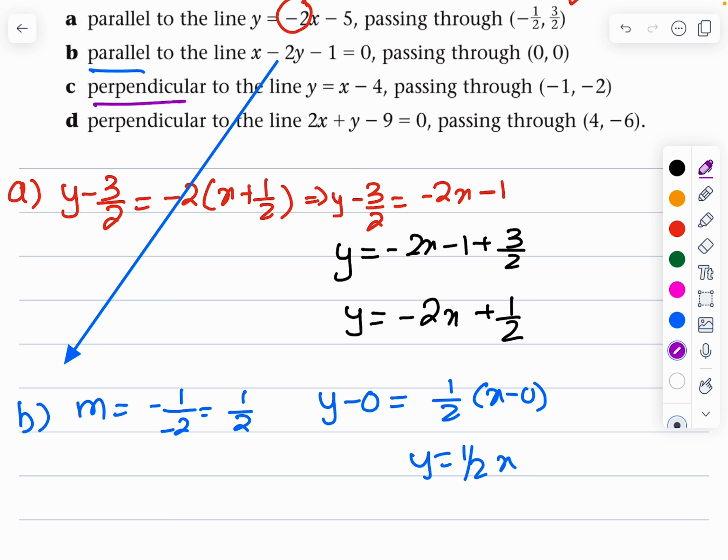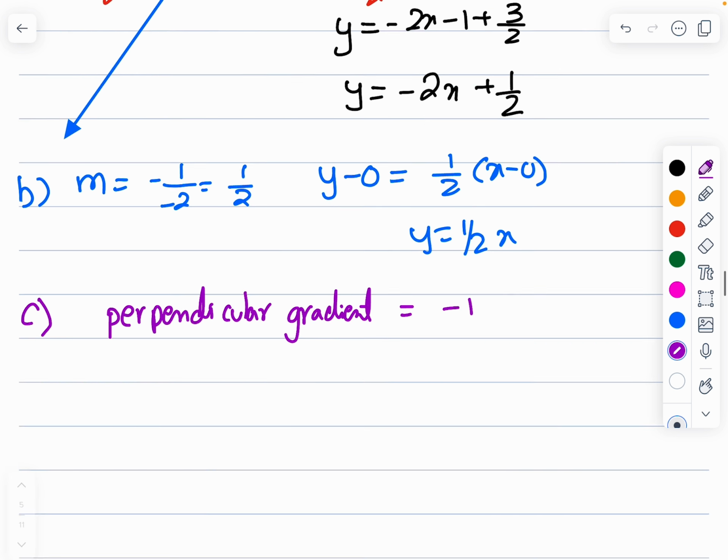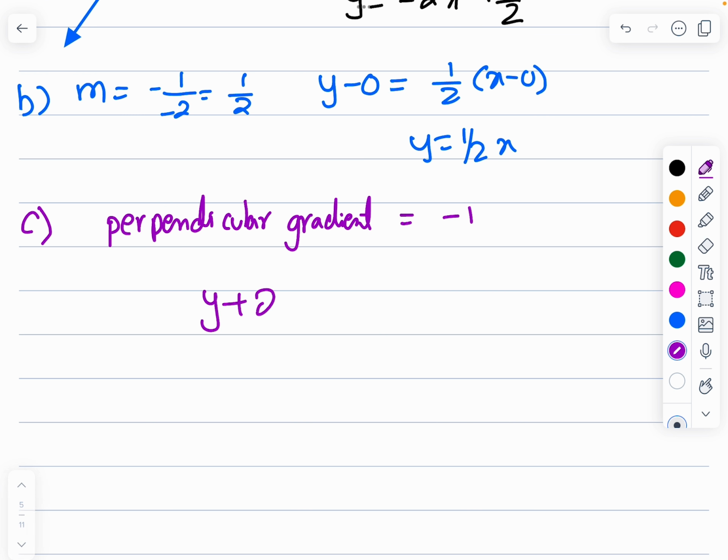Part C, perpendicular. So what is the gradient? Gradient is 1. So the perpendicular gradient will be the reciprocal with the sign changed, -1, and passing through (-1, -2). So y minus y1 equals m times (x minus x1). So y plus 2 equals -(x plus 1). y equals -x minus 3.